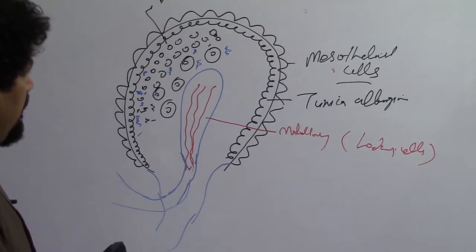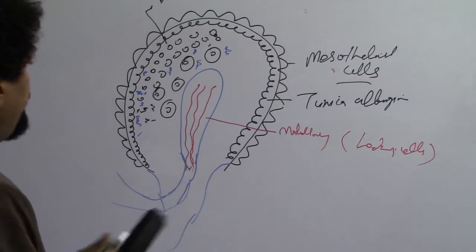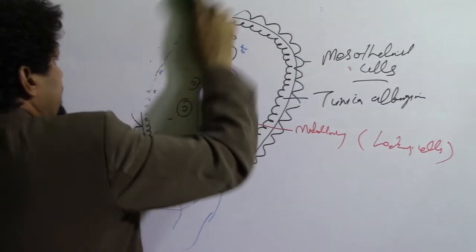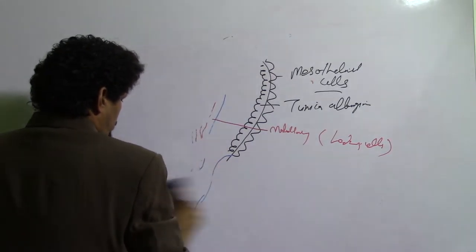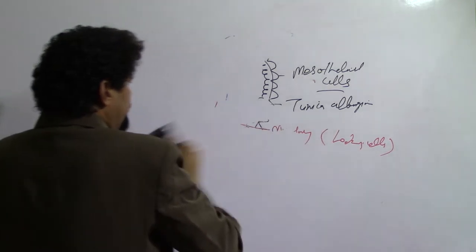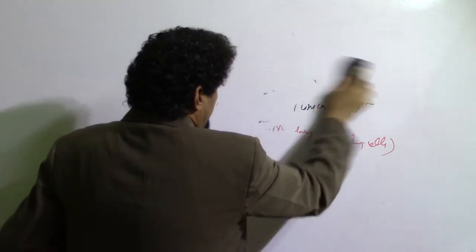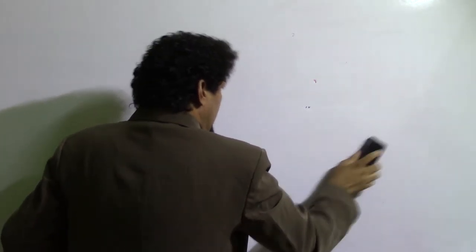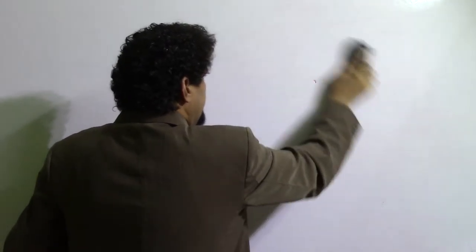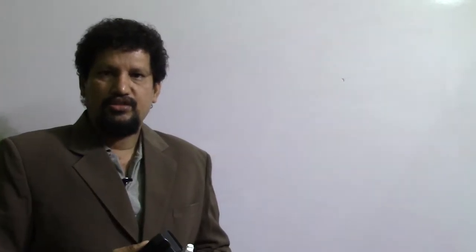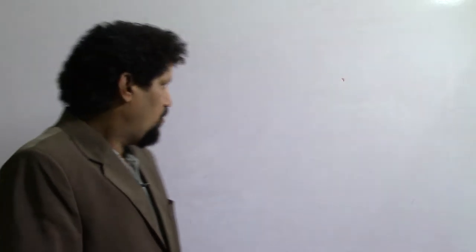Now I will discuss the formation of the female gamete, that is ovum, or sometimes it is also called egg, but it is not egg. Egg is a fertilized structure and has a shell of calcium and other materials. This oocyte or ovum is not fertilized and it does not have a shell of calcium and other materials. So I will call it ovum.